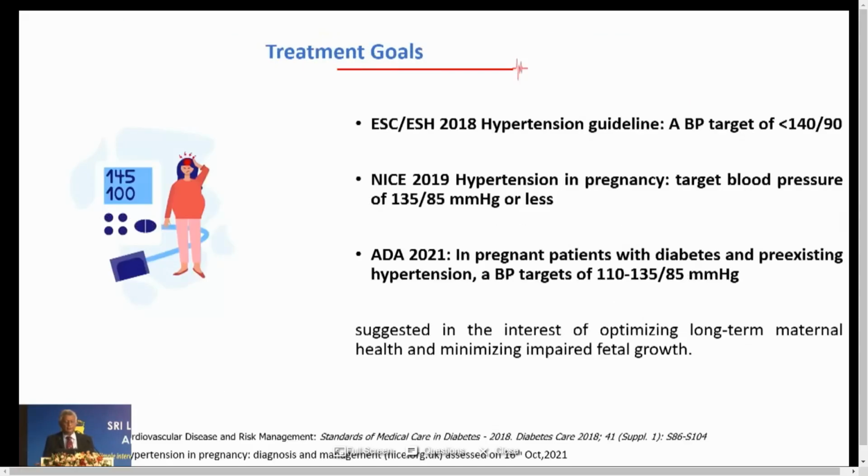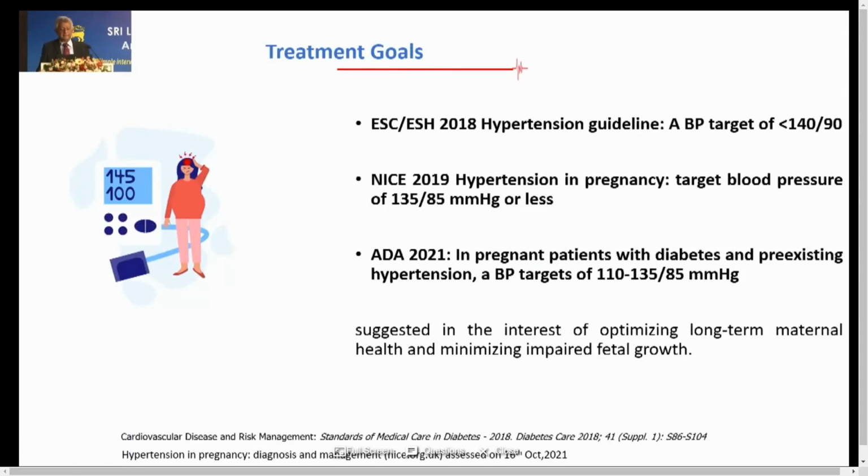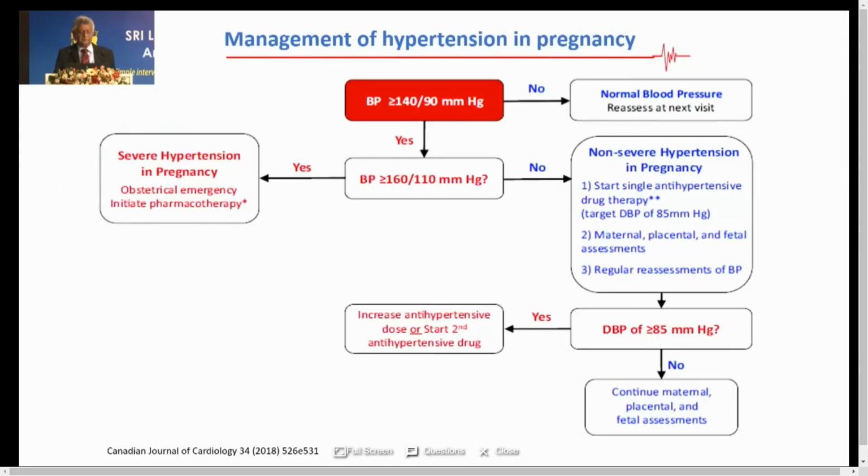For the treatment goals in pregnancy, you should bring down the blood pressure to less than 140/90 according to the ESH guidelines. The NICE guidelines say the targeted blood pressure is 135/85. The American Diabetes Association, for pregnant patients with diabetes, says the blood pressure should be reduced to 135 systolic, and the diastolic below 85.